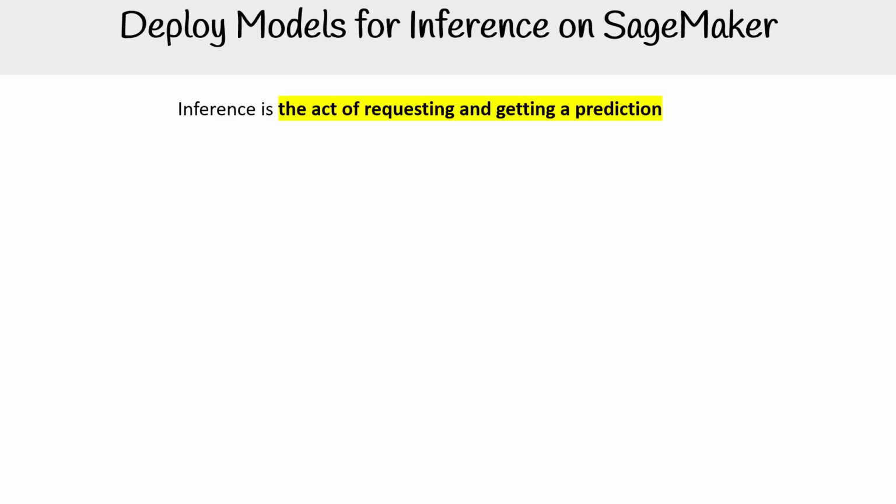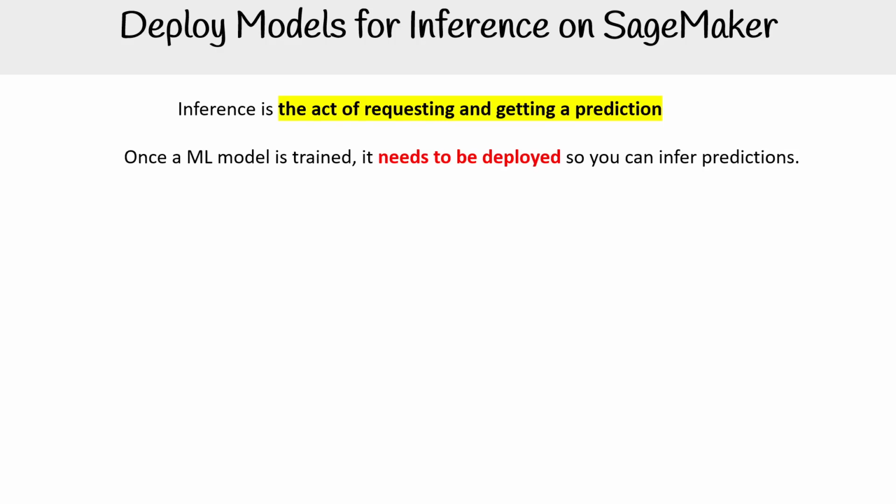All right, let's talk about inference for deployed models on SageMaker. Inference is the act of requesting and getting a prediction. Once an ML model is trained, it needs to be deployed so you can infer predictions. There are two ways you'd want to deploy for inference.